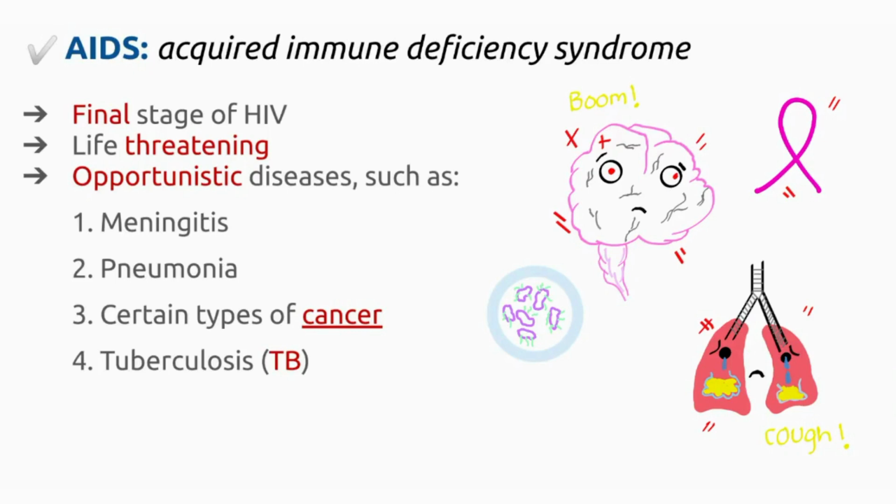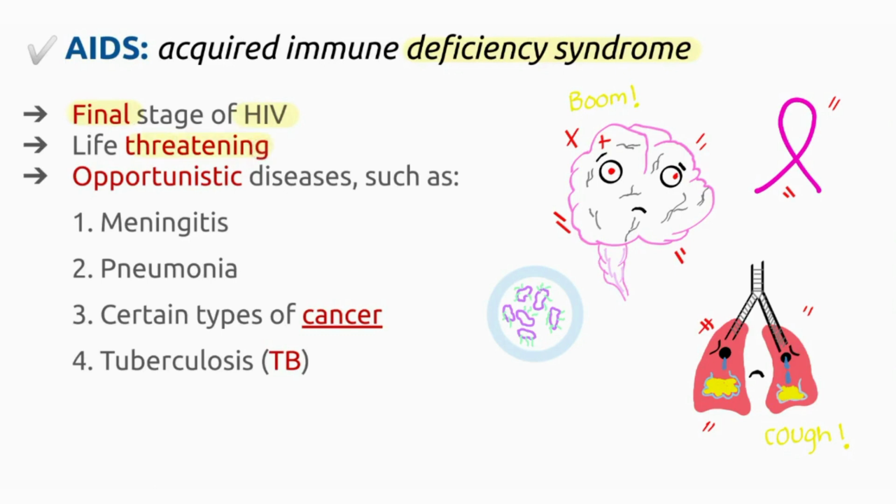AIDS is an abbreviation for Acquired Immune Deficiency Syndrome. As previously mentioned, the lack of control of HIV can lead to AIDS. Therefore, we can say that AIDS is the final stage of HIV. This disease has proven to be life-threatening.